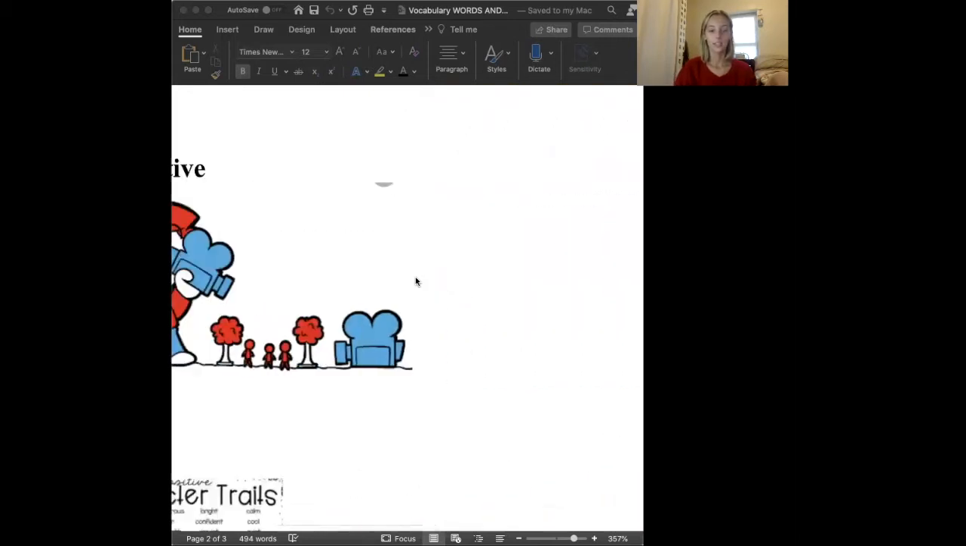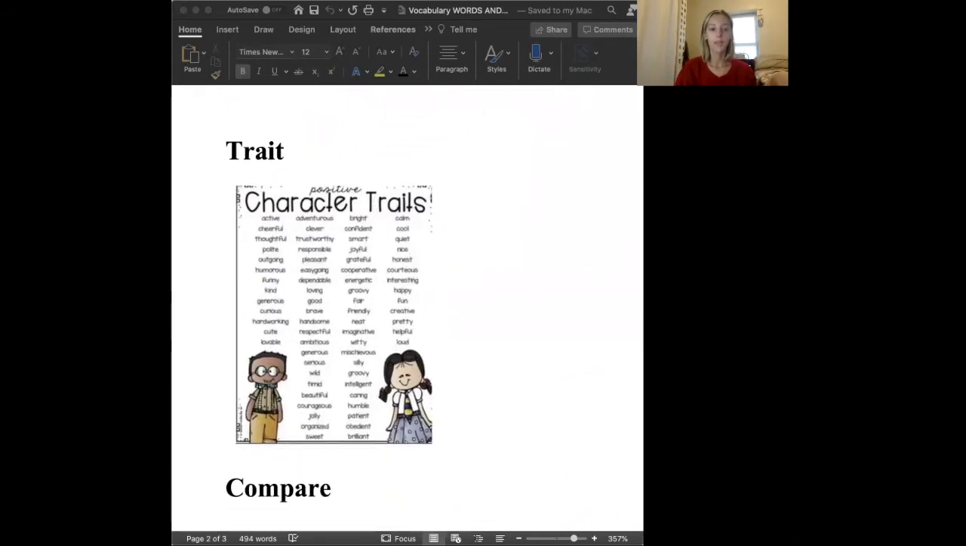So next, our word is trait. Trait is the quality or characteristic of an object. An example in a sentence can be, honesty is a trait that most people value. Can we say the word trait together? Trait. Good job. Now, how would you use the word trait in a sentence? Great job. I'm loving your sentences.